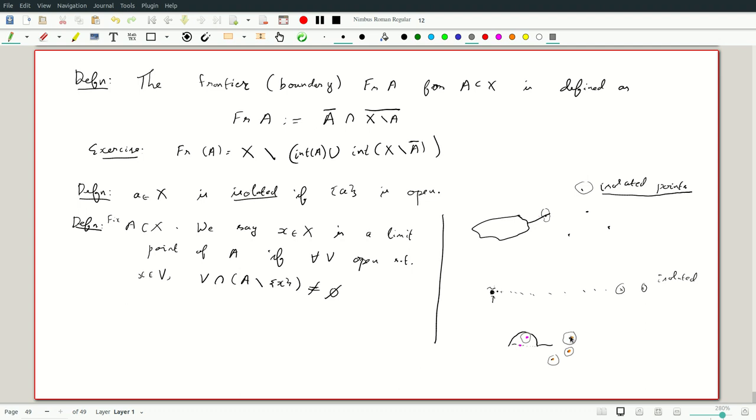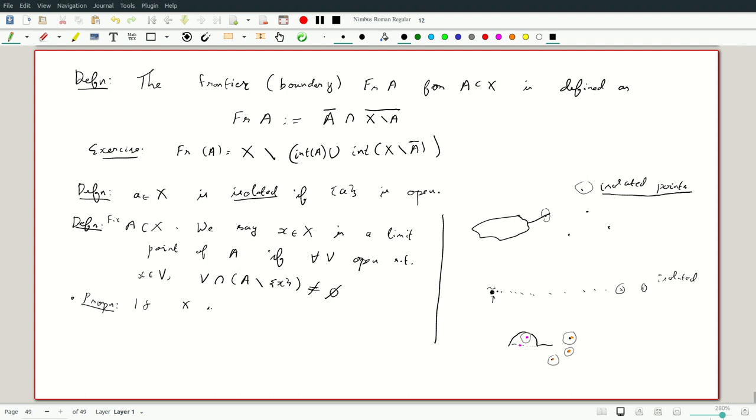Now here every neighborhood does intersect because it contains x, which is a point in A. And you could be outside this set, but you could still be a limit point. Now if you recall the characterization of points in the closure, by our earlier characterization, we have the following proposition immediately.